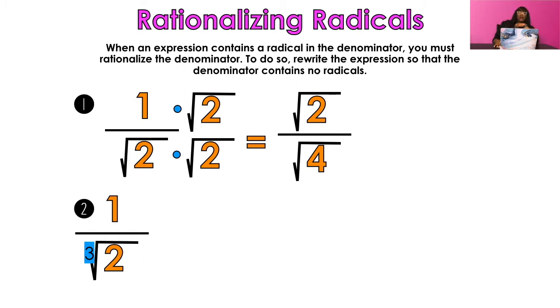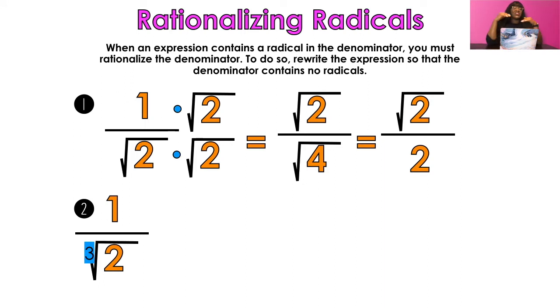So what I know about radical 4, or the square root of 4, is that the square root of 4 equals what? It equals 2. And then radical 2 stays on top. That's my goal. I know I've completed the task because there are no more radicals in the denominator of the problem.